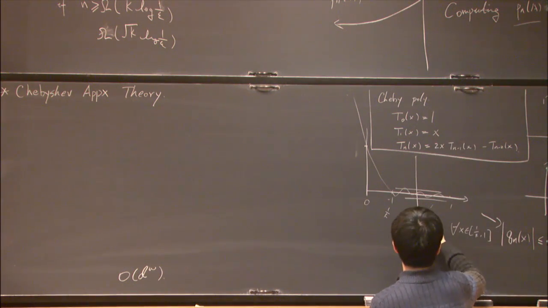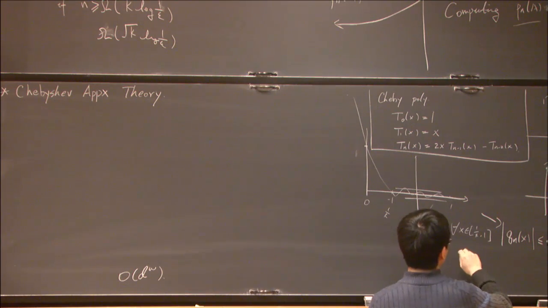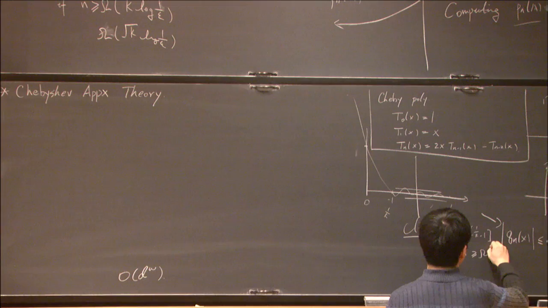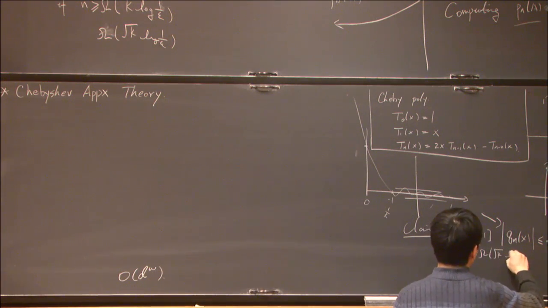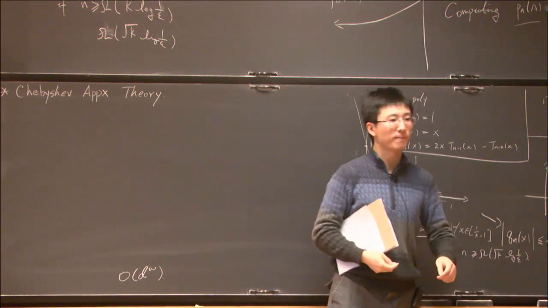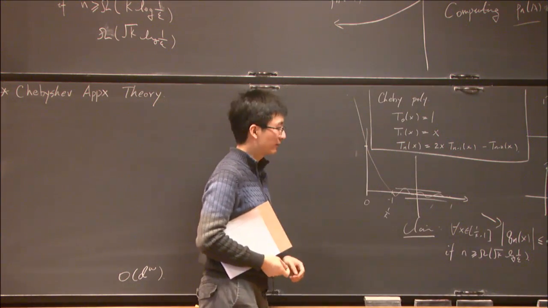Maybe say, let's do a claim. As long as n is larger than or equal to omega square root kappa log 1 over epsilon. And I think it is known that both parameters are tight.